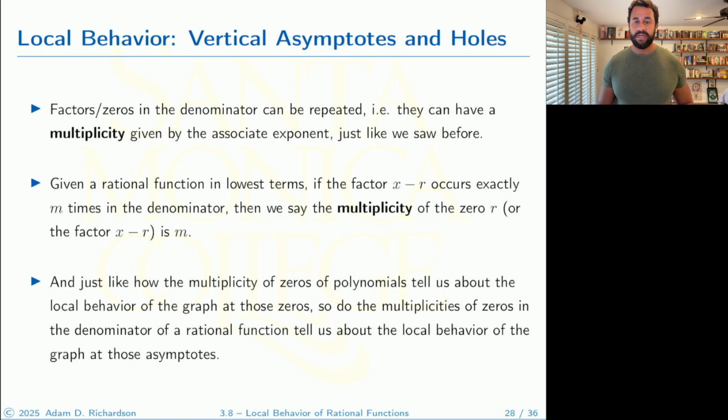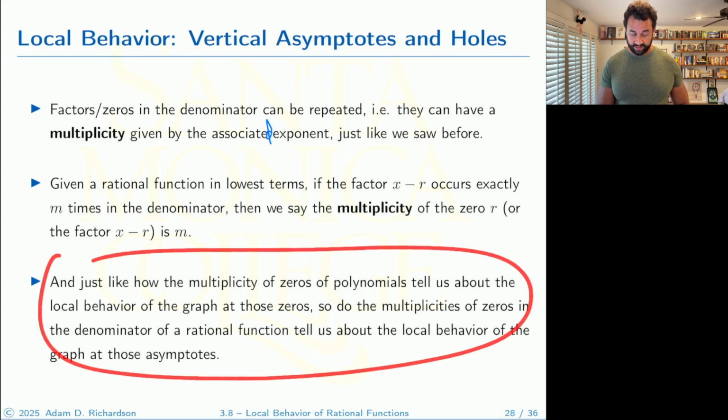So some other good news. The factors and the zeros in the denominator can be repeated. That's not uncommon. They can have a multiplicity, just like we saw before, given by the associated exponent. So if we're given a rational function in lowest terms, if the factor x minus r appears exactly m times in the denominator, then we say the multiplicity is m. So this is really similar to what we saw with polynomials, but now it's for asymptotes. Not too much more to learn, right?